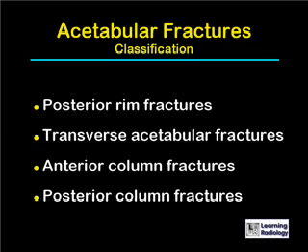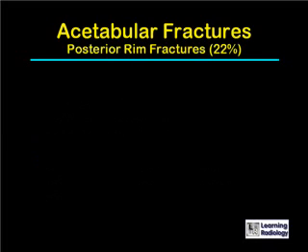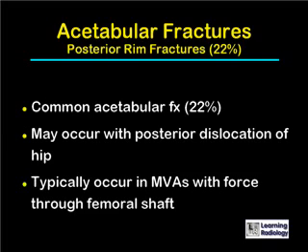We're going to look at just a few of them: posterior rim fractures, transverse acetabular fractures, anterior column fractures, and posterior column fractures. Posterior rim fractures comprise about 22% of all acetabular fractures and therefore are common. They can occur with posterior dislocations of the hip, and they typically occur as a result of motor vehicle accidents where the force is directed along the femoral shaft posteriorly.